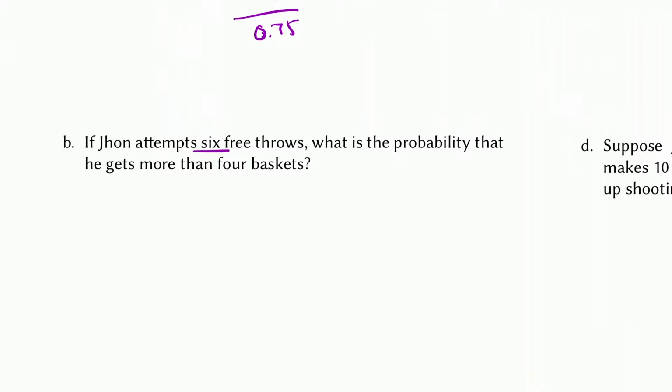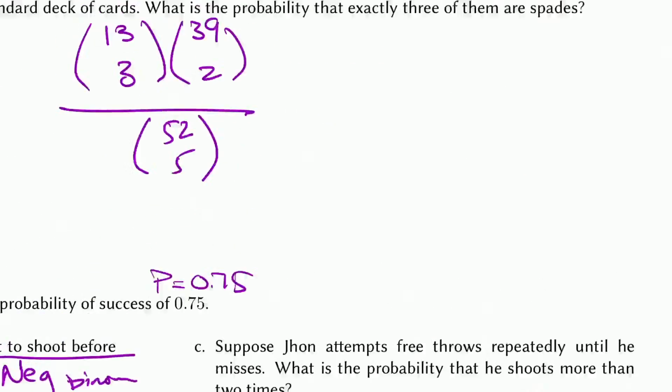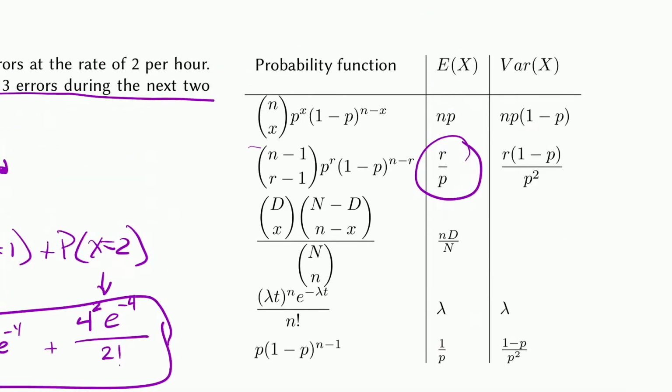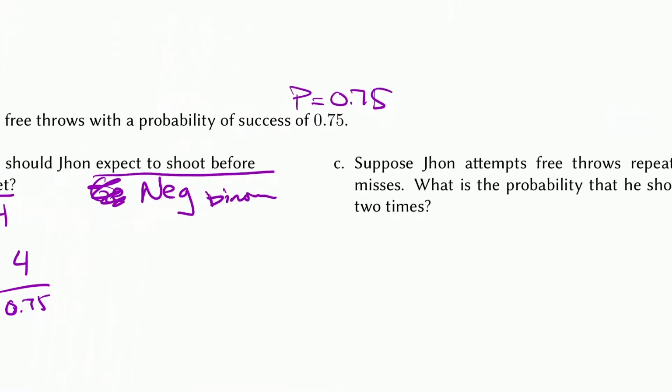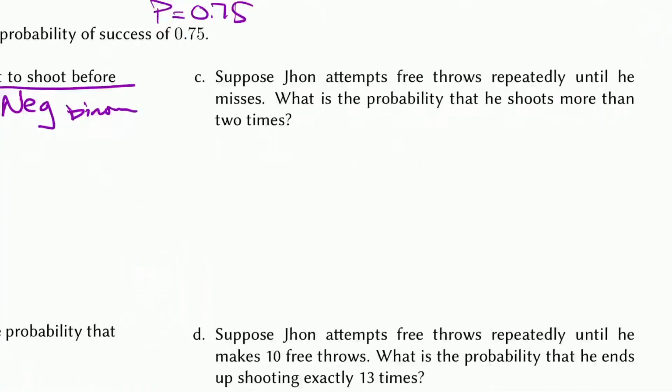Attempts 6. Once you have a fixed number of Bernoulli trials, this becomes binomial. So more than 4 means the probability that x equals 5, and the probability x equals 6. But it's binomial with n equals 6. So if you didn't get it right, just go back up there, binomial, n equals 6, and hopefully you'll get it. Okay, what do we got here? That's B. Let's do C.